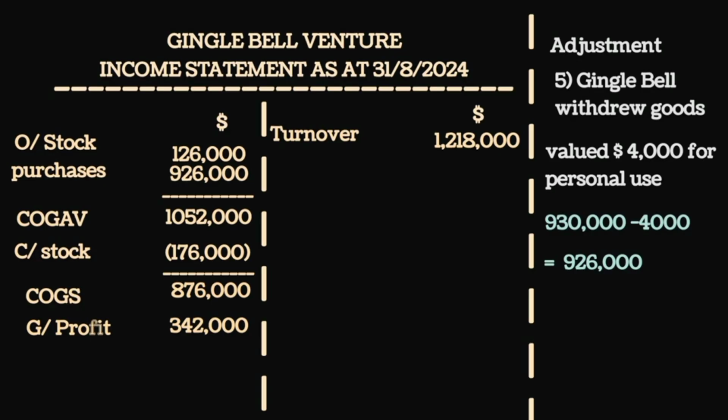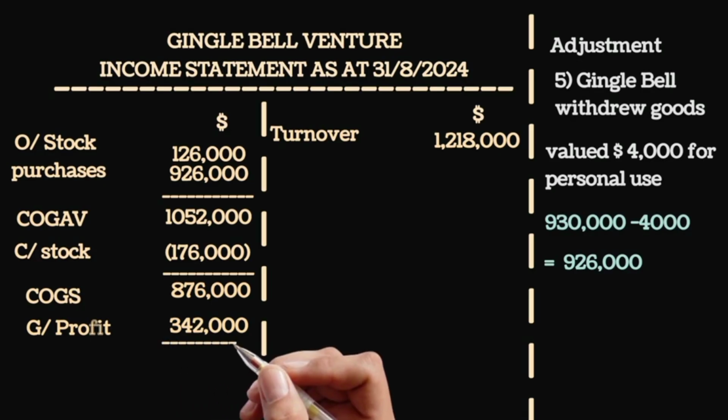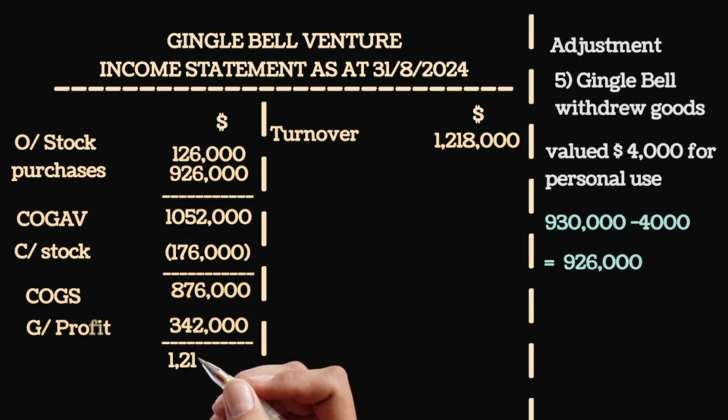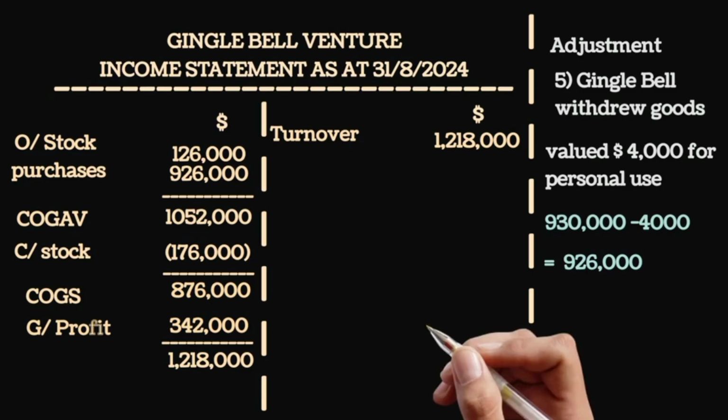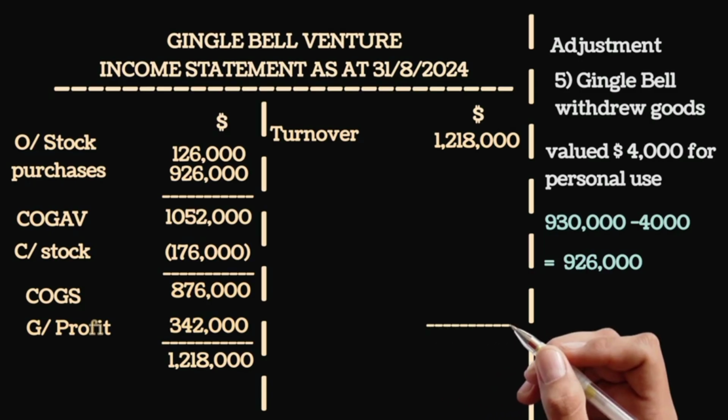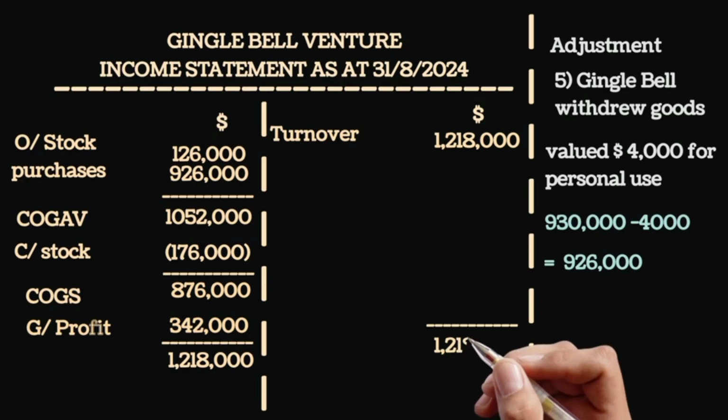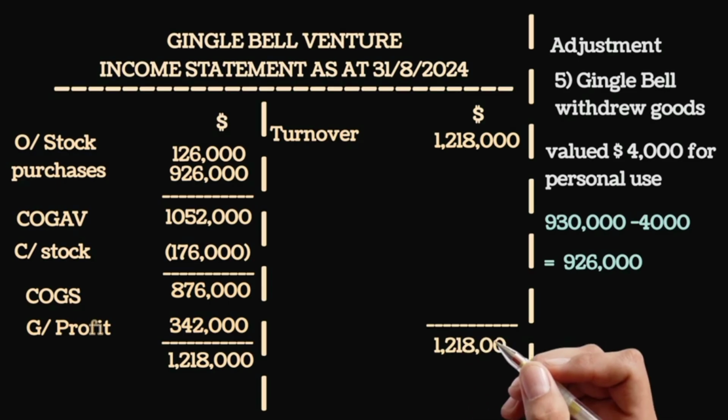Then the gross profit is net sales less cost of sales. It becomes 1,218,000 minus 876,000, and that will give you 342,000. So the gross profit is 342,000.